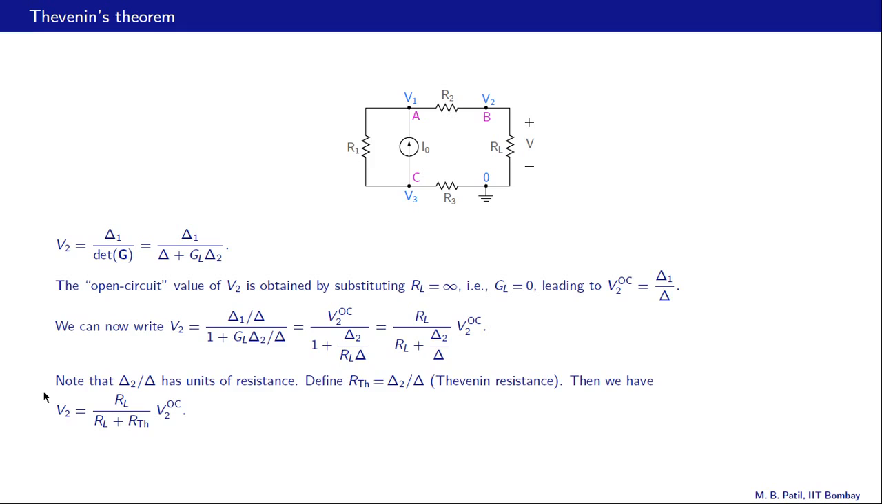Now it turns out that this quantity delta 2 divided by delta has units of resistance, and you should really go back one slide and check that out. So let us define R Thevenin, that is Thevenin resistance, as delta 2 divided by delta, and with that we get V2 equal to RL divided by RL plus R Thevenin times V2 OC, like that.